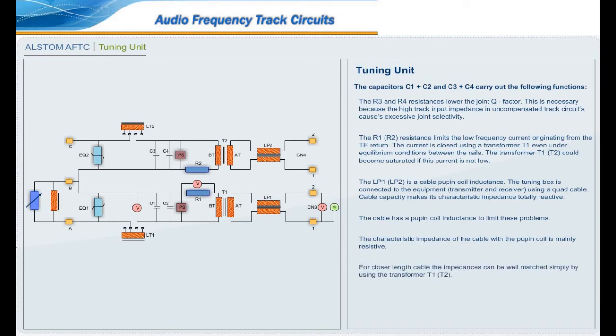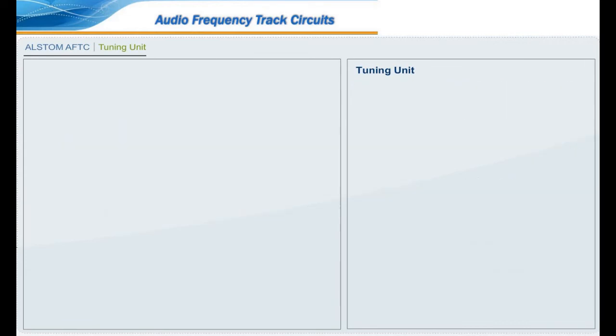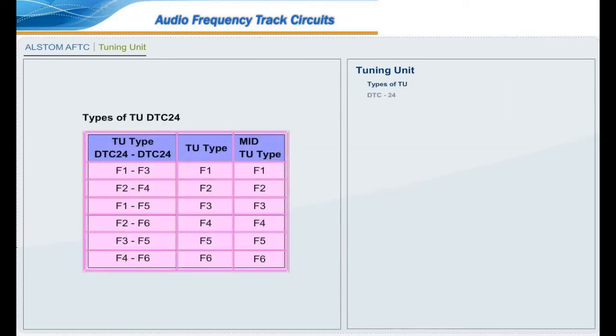For closer length cable, the impedance can be well matched simply by using the transformer T1, T2. Types of TU: only DTC24.